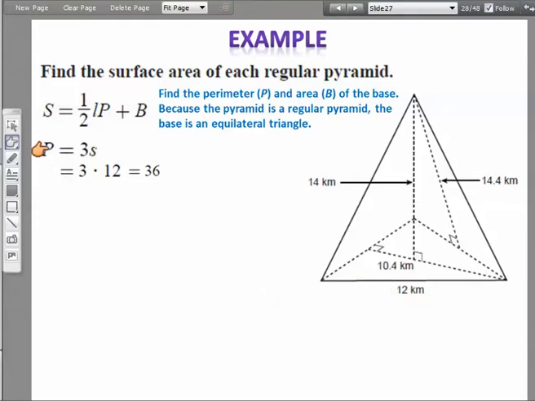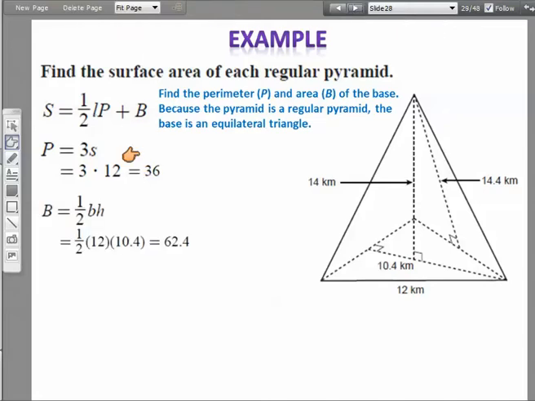So for our perimeter, triangles have 3 sides, and then we plug 12 in for the side. 3 times 12 is 36. So our perimeter is going to be 36 kilometers. Remember how to find the area for a triangle is half your base times your height. So my base is 12, and they told me that the height of the base is 10.4. So remember, don't get all your heights confused, because if you're looking for the area of the base, here's the height of the area of the base. And I multiply all that out and I get 62.4.